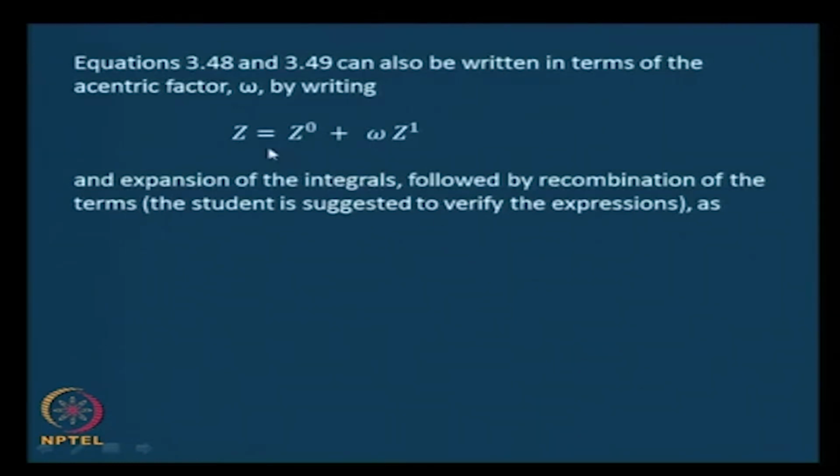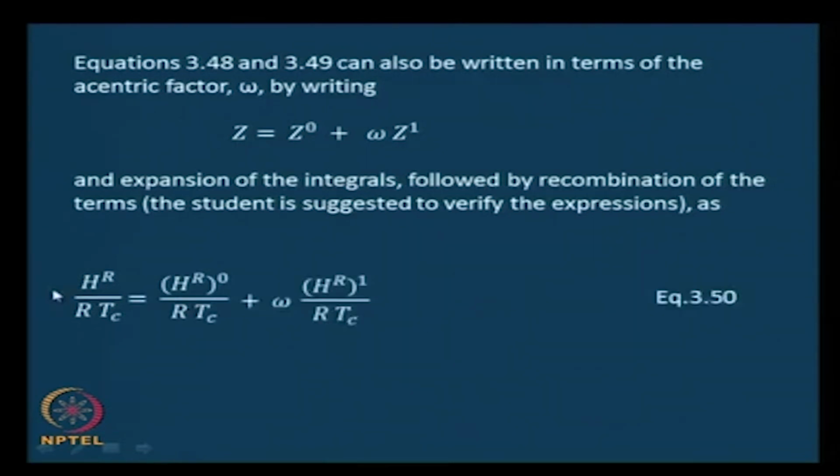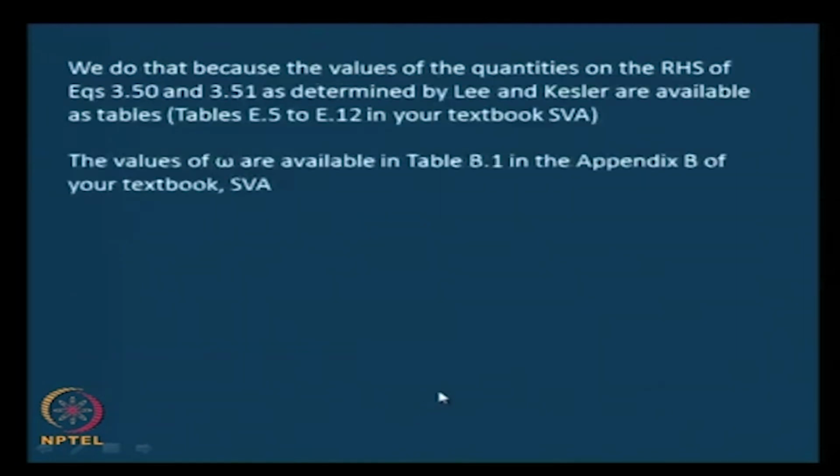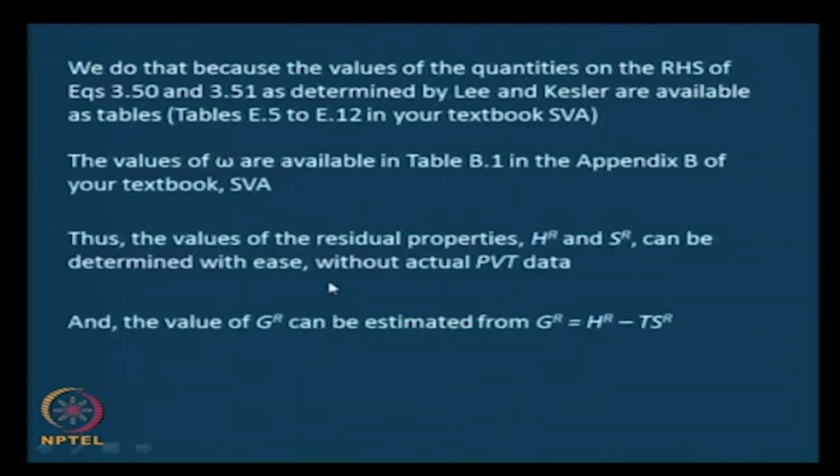We said that we could write these equations in the generalized form also in terms of Z0 and Z1, because then we can use the tables that are available to us. The explicit form is HR by RTC was HR0 by RTC plus omega times HR1 by RTC, and SR by R was SR0 by R plus omega times SR1 by R. The values for the 0 group and the 1 group are available in tables E5 to E12 in appendix E of your textbook.